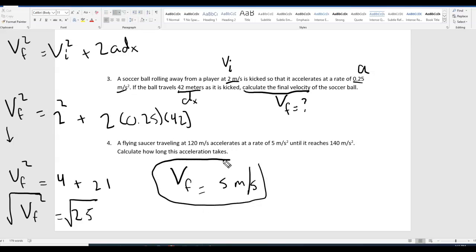Okay, and so this is going to be the answer for question 3, and hopefully that's the answer that you got. Pause it here if you need to check any of that work. Okay, we're going to do one more question.